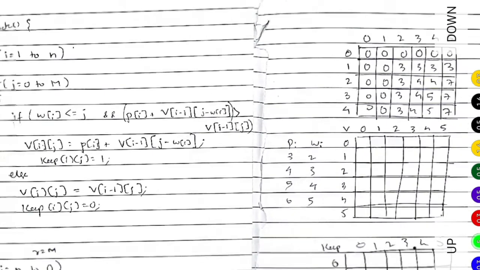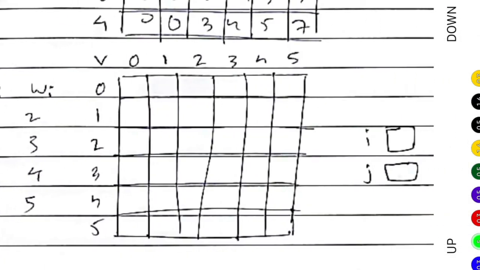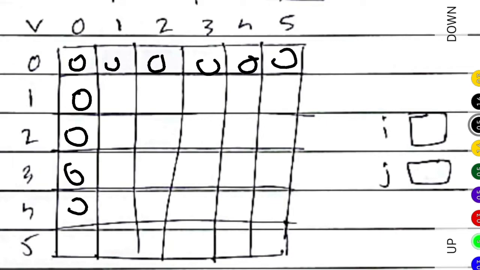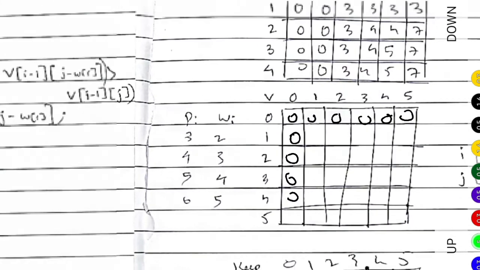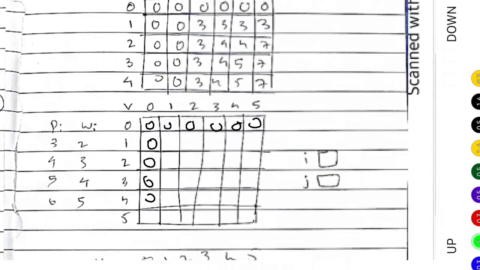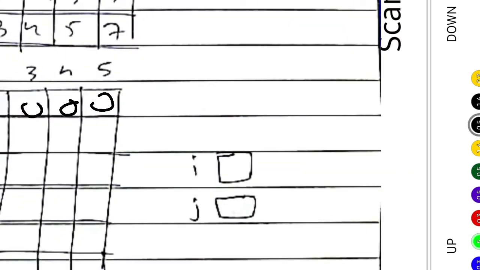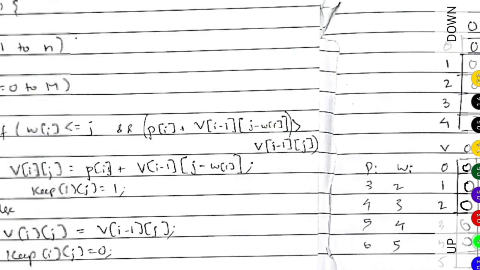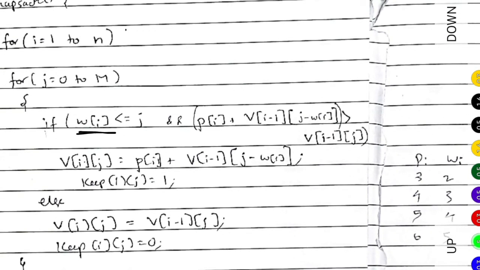In the initial stage we'll be initializing the first row and the first column as 0. We'll be making the changes here. This will be all zeros. Now after doing that, we'll be moving on with the code here. We'll be noting down the values of i and j. i is 1 here initially and j is 0. Now i is 1 and j is 0 means the first thing we have to do is, if w of i is less than or equal to j. What is w of i?